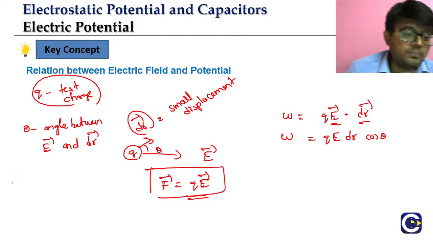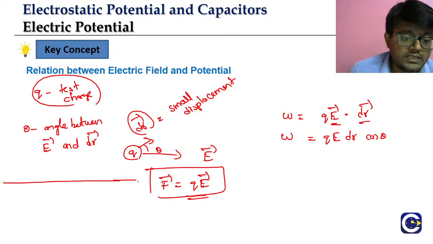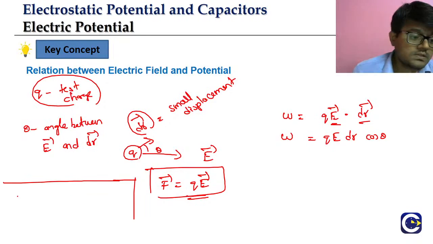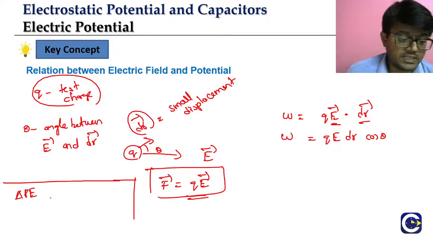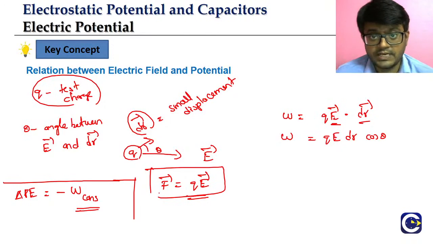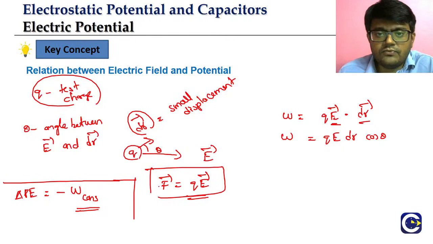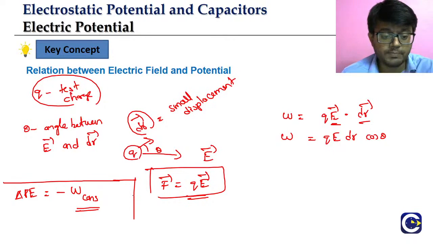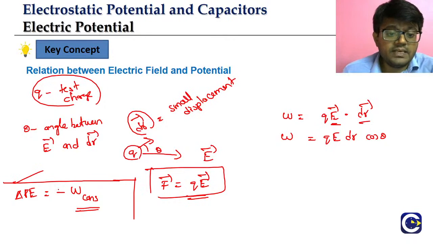But remember, we already have the definition of potential energy. The change in potential energy will be equal to what? The negative of the work done by the conservative force. What is the definition of potential energy? When we look at any conservative force like the electrostatic force, the negative of the work done by the conservative force is the change in potential energy. Okay, now look, this change will not be significant. It's a very small change.